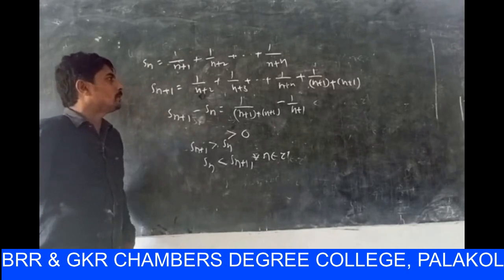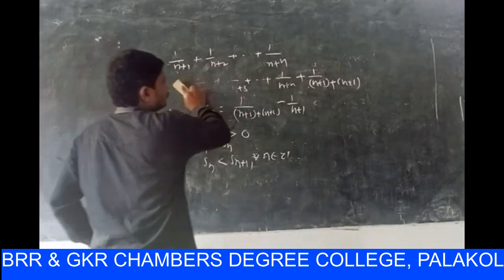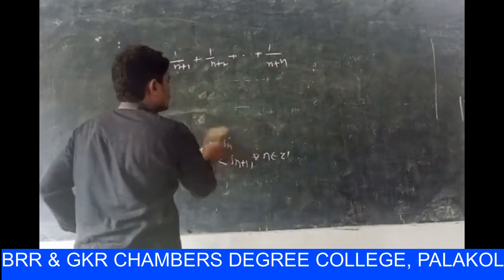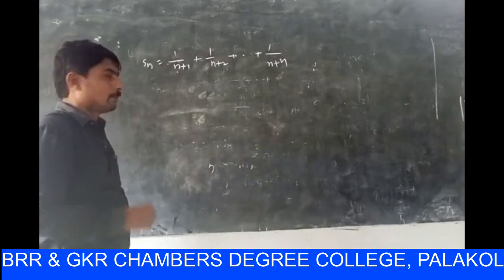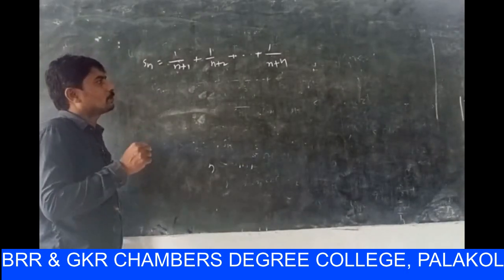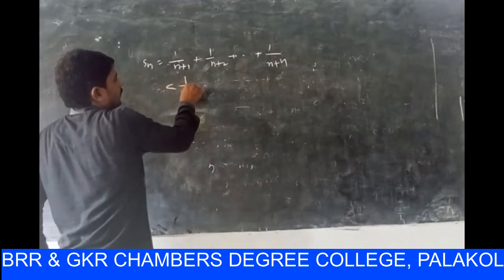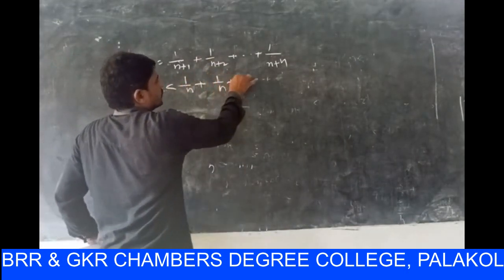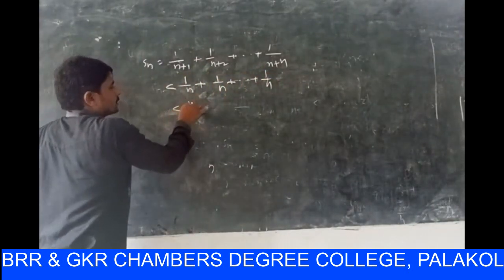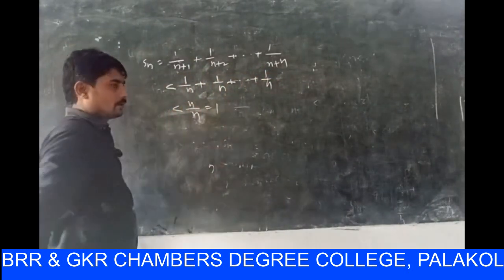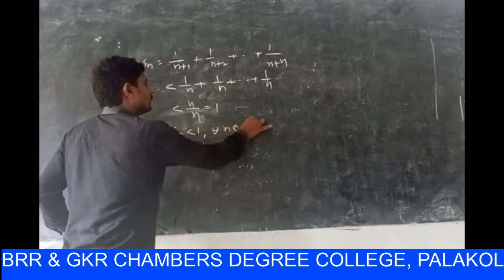Test whether this is bounded below or bounded above. For that, consider Sn. What is Sn? 1 by n plus 1 by n plus 1 plus 1 by n plus 2 plus and so on, 1 by n plus n. That is less than 1 by n plus 1 by n plus and so on plus 1 by n. How many times? n times. That is n by n. That is equal to what? Means Sn is less than 1 for all n belongs to Z plus.